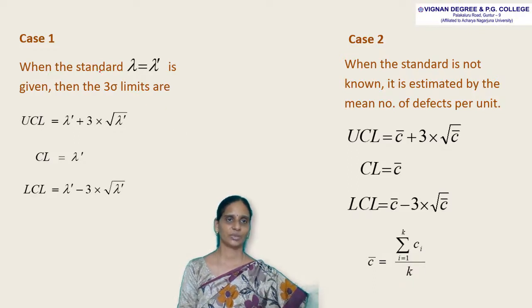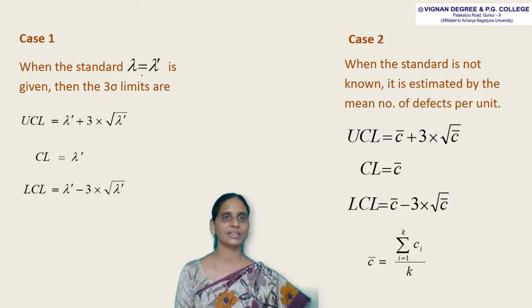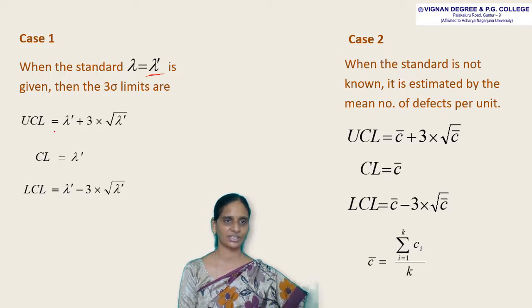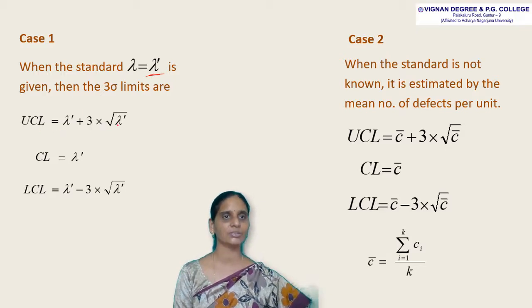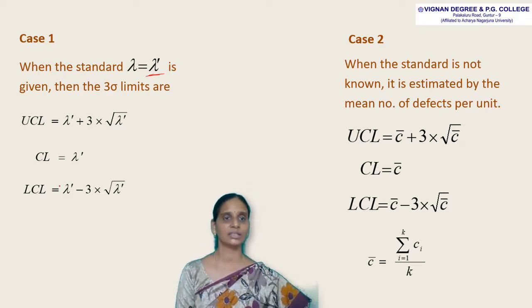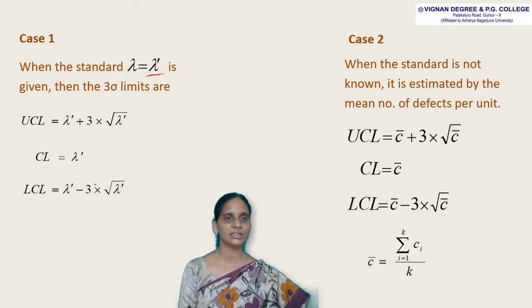First, case 1. In this case the standard lambda value is a known value. So the known value of lambda is here lambda dash. Then the 3 sigma limits for C chart are UCL is equal to lambda dash plus 3 into square root of lambda dash. CL is equal to lambda dash. LCL is equal to lambda dash minus 3 into square root of lambda dash.